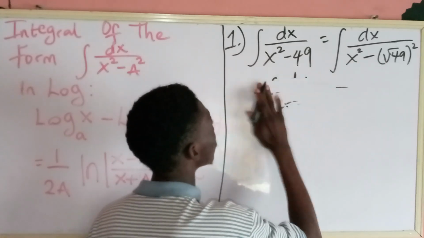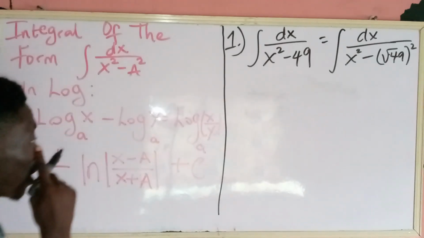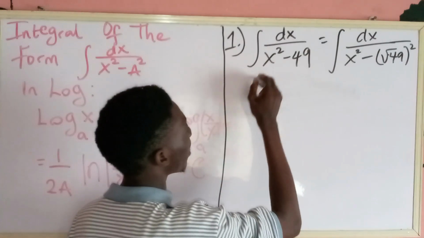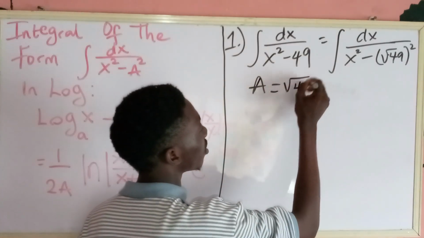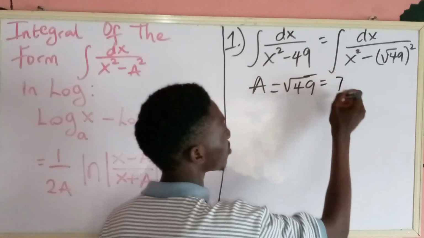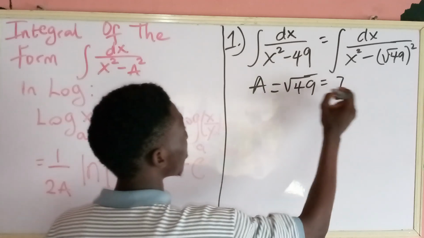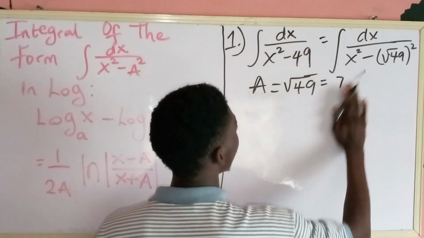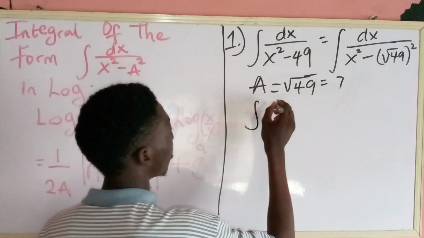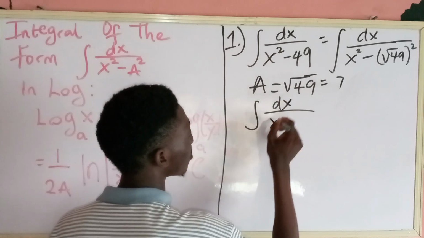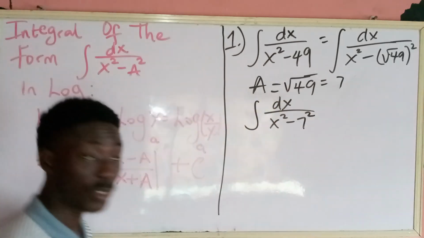Okay, so in that case, to avoid any mistake, my a here will be equal to what? The square root of 49, and that is 7. So that means this integral here is the same as the integral of dx over x squared minus 7 squared.